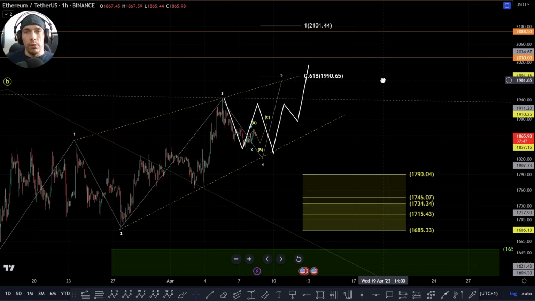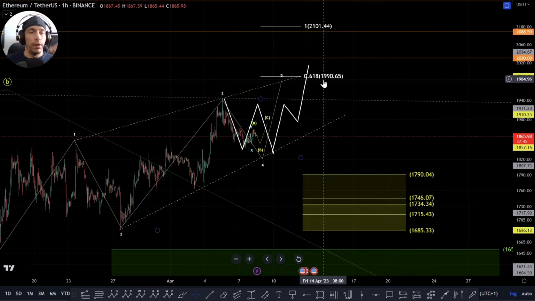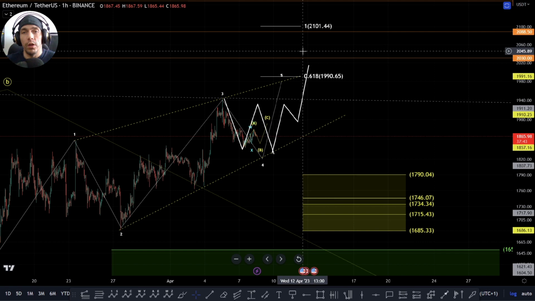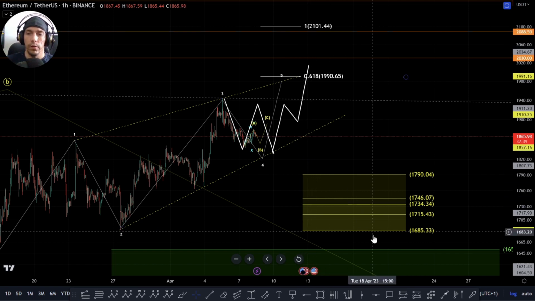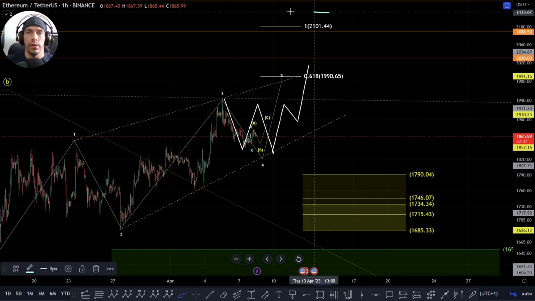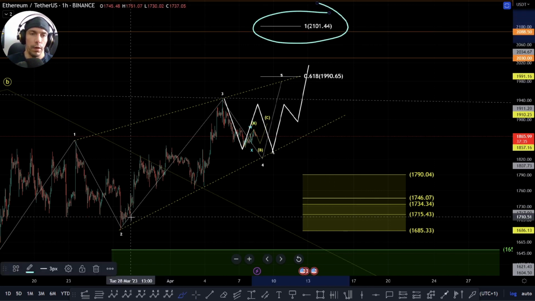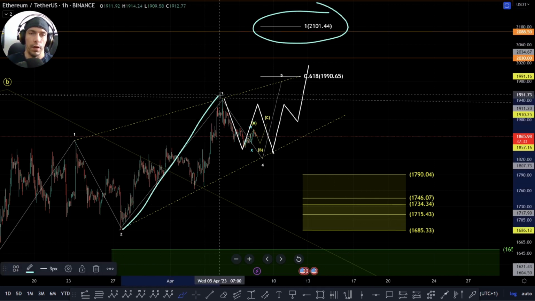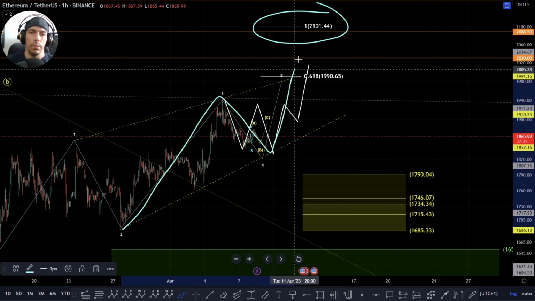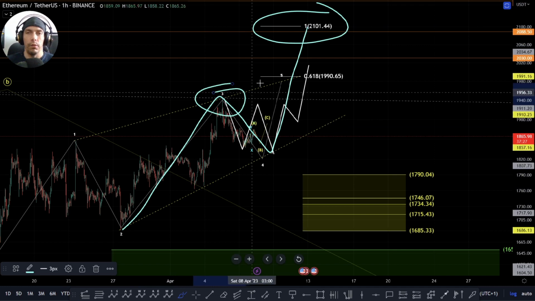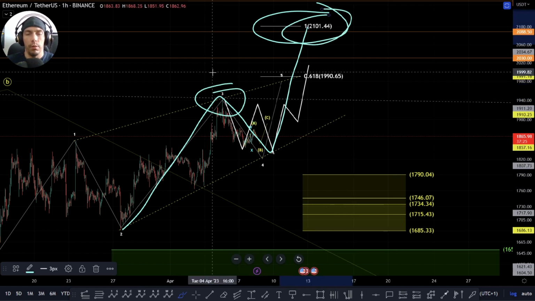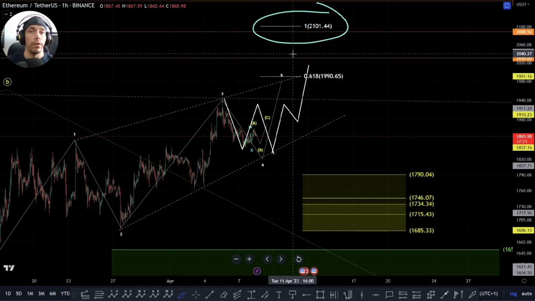So if we do, basically an area of interest would be this 1990 to, 1 to 1 would be this 2101. So this zone here, basically this area here, we cannot cross it if we want to hold this idea of the diagonal, where this becomes basically a fifth wave, because it's not allowed to be longer than this wave 3. If we do get a move past this, it would invalidate this idea of this diagonal.